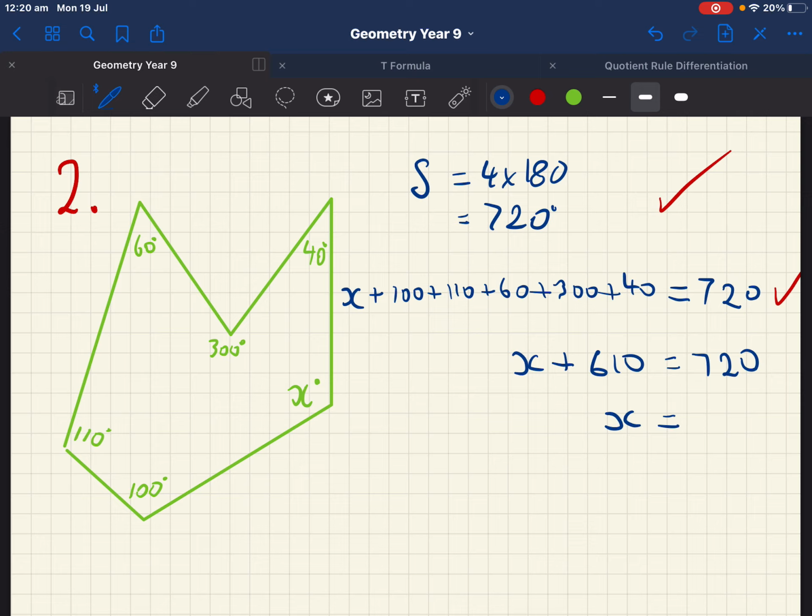Anyway, to get rid of that positive 610, we're going to have to do the opposite of plussing 610, which is taking away 610. So we have to go 720, take away the 610, and you're getting 110 degrees, which would be the final mark and the value of our unknown angle. That angle there turns out to be the size 110 degrees.